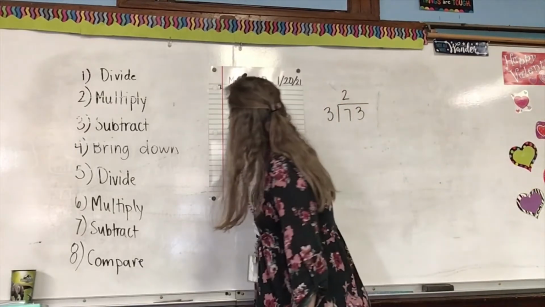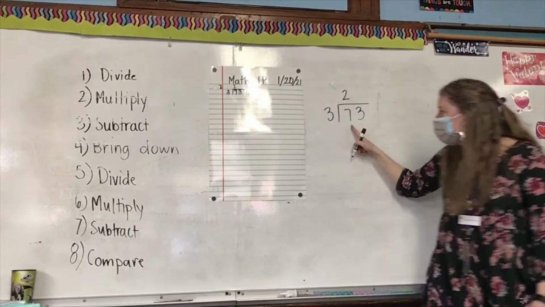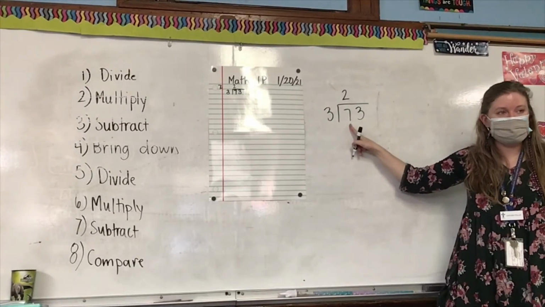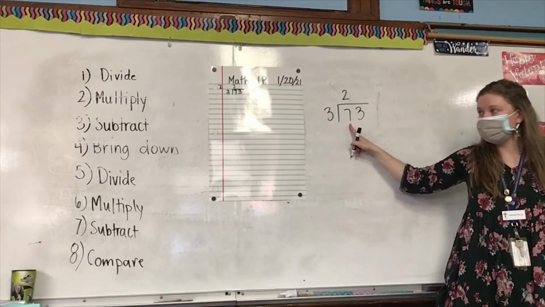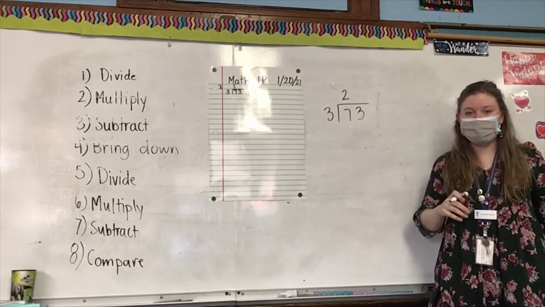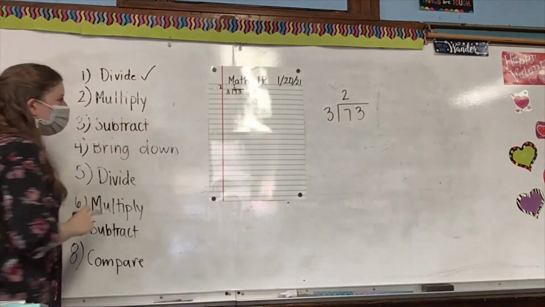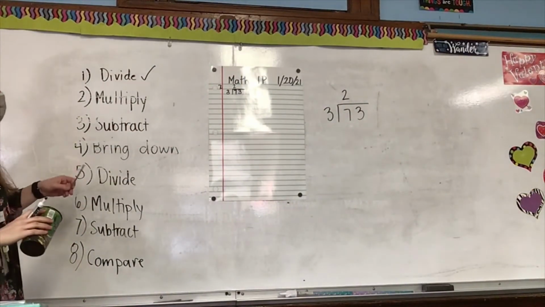So I'm lining it up very neatly. It lines up with the digit in the tens place in my dividend. I'm not cramming it so that all of it fits here. I need to line it up. It's very important. Okay, so I just divided. I figured out my divisor, 3, will go into the first digit of my dividend, 7, 2 times.